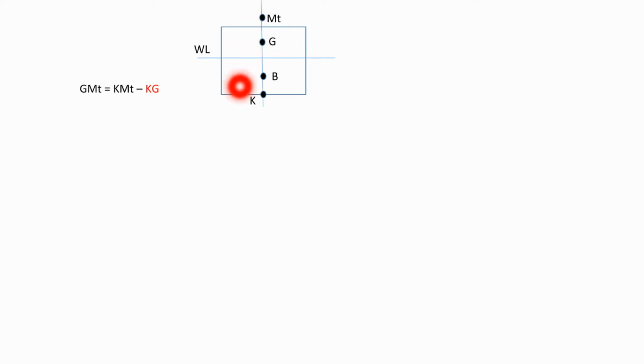To find that, you can minus it. You can minus the KMT by the KG over here. This is what you want to find, the height from the keel to the center of gravity.